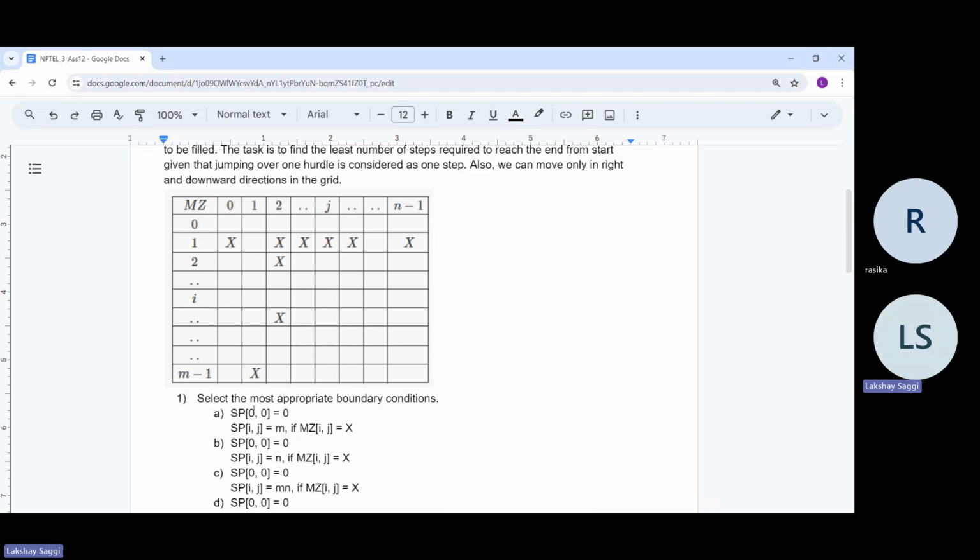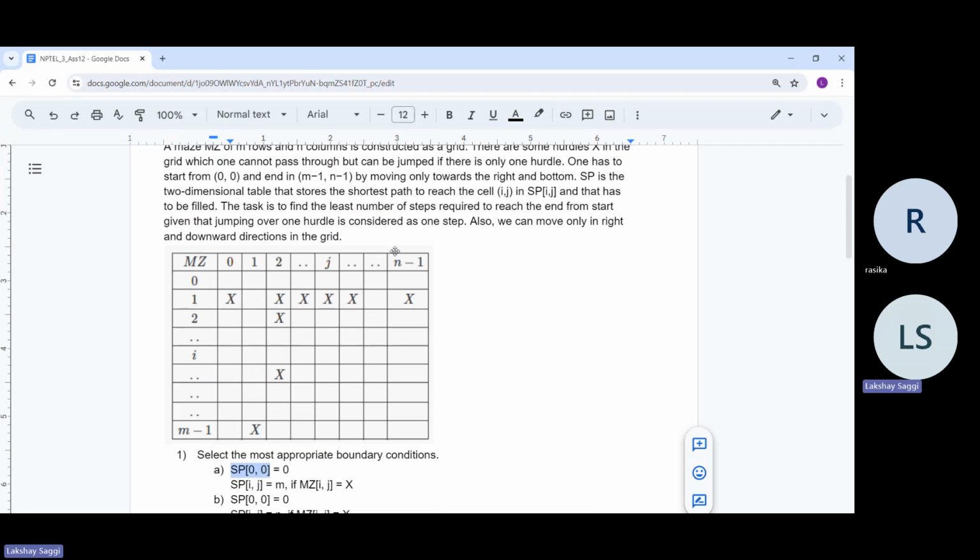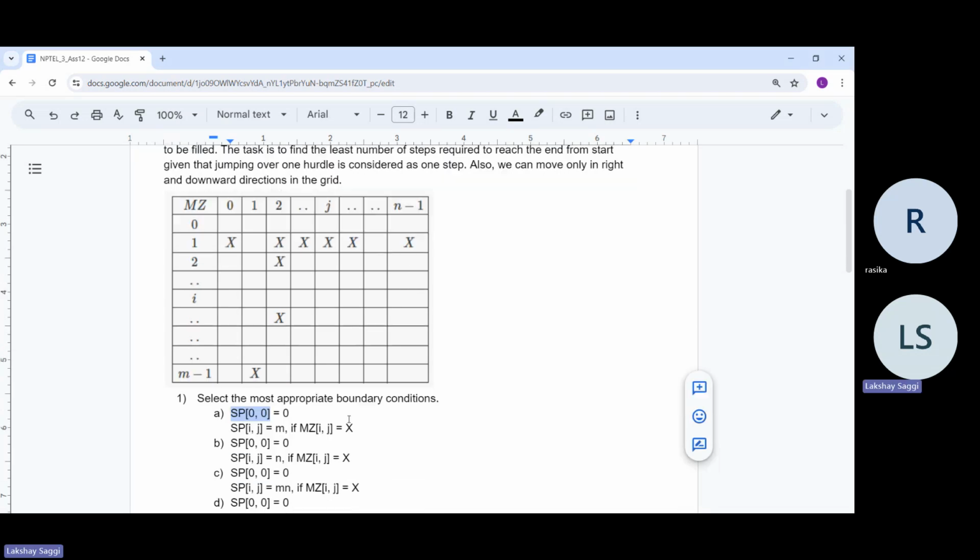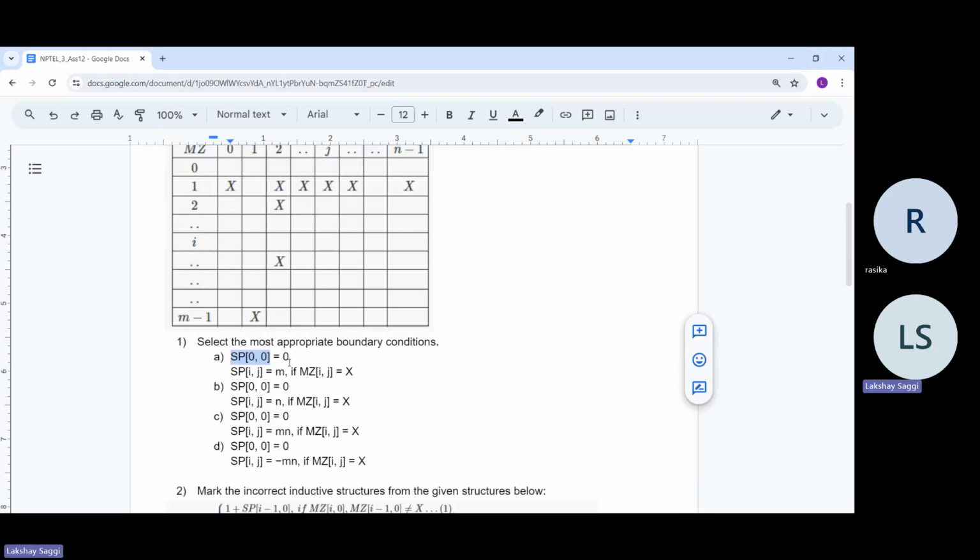Rasika, what do you think? What should be the value of SP 0, 0? Would you like to try it out, Rasika? We are starting at 0, 0, and SP 0, 0 denotes the shortest path to reach the cell 0, 0. So what will be the length of the shortest path if we need to go from 0, 0 to 0, 0? 0, exactly. So Rasika is correct. The one condition we already know is that SP 0, 0 will be equal to 0.